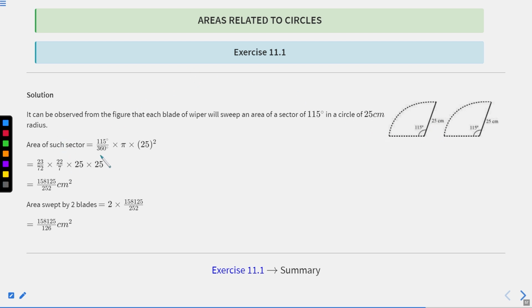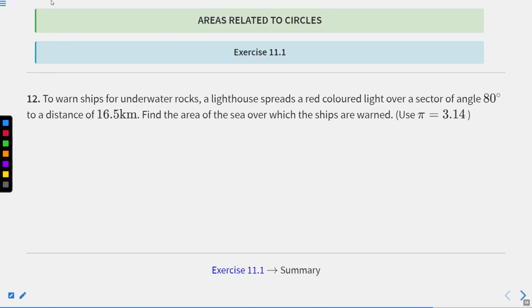So the area of such a sector is 115 degree by 360 degree into pi into 25 square, and this is equal to 158125 by 252 centimeter square. So now the area swept by 2 blades is equal to 2 times this. So 2 times this is equal to 158,125 by 126 centimeter square. Okay, and now let us move to question number 12.